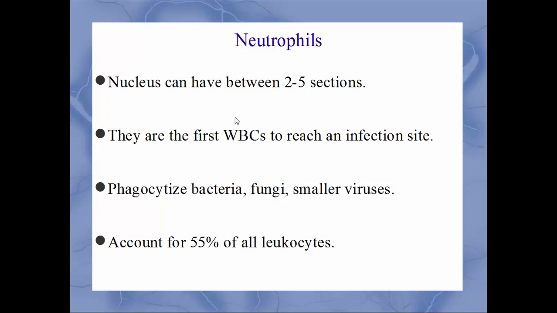For neutrophils, the nucleus can have between 2 and 5 lobes, or 2 and 5 sections. These are the first white blood cells that will reach an infection site. Once they get there, they will engulf or phagocytize bacteria or fungus or the smaller viruses. And these are the majority of white blood cells in a normal, healthy person. They're about 55% of all white blood cells.